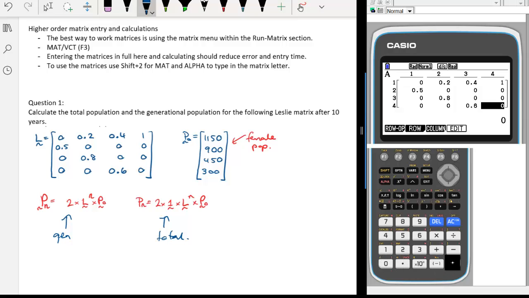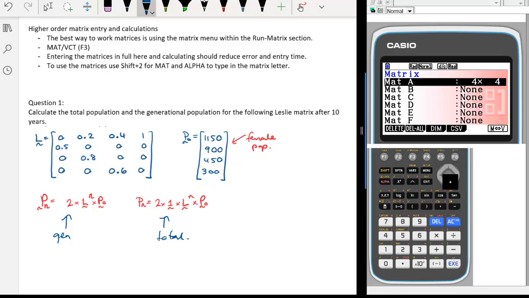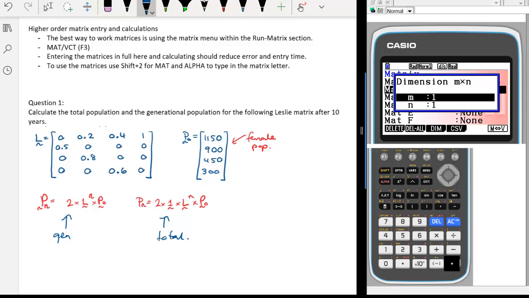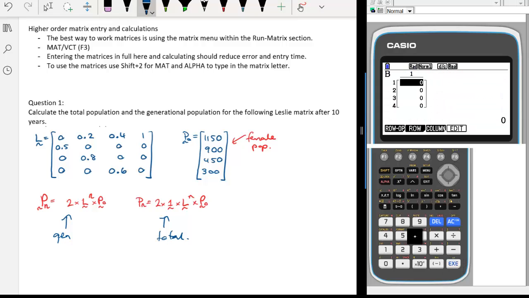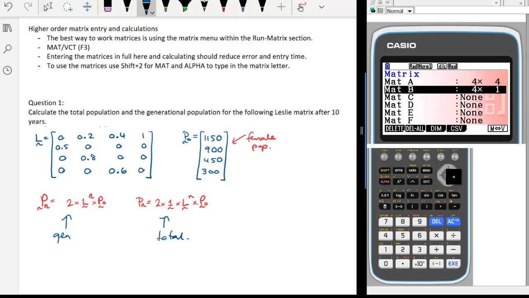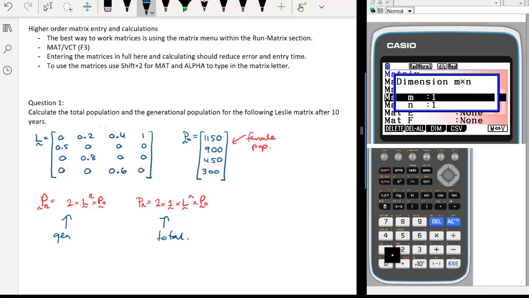Okay, so that's the Leslie matrix entered. In matrix B, I'll enter my initial population matrix, so that's a 4x1. And so I've got 1150, I've got 900, I've got 450, and 300. Now I do need another matrix. I'm going to need the 1 matrix, and we use this when we're actually calculating the total population.